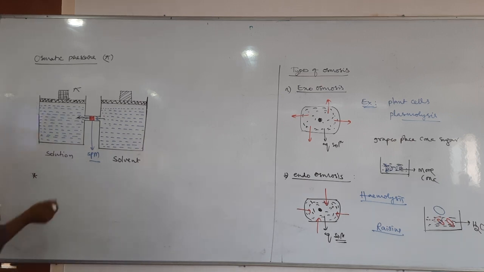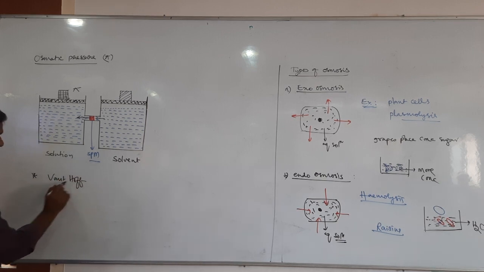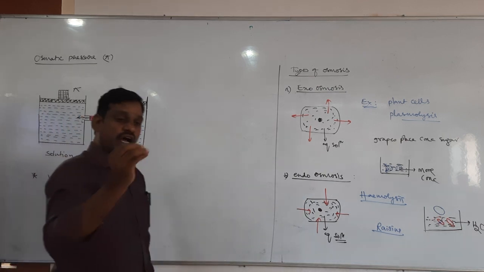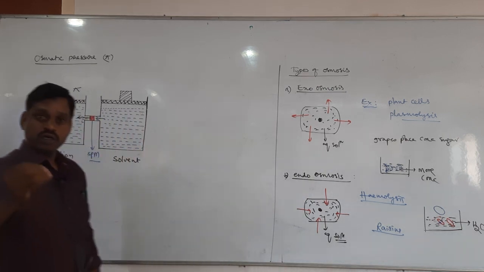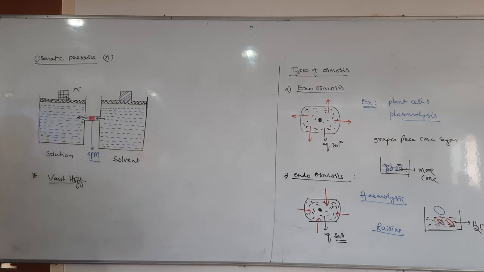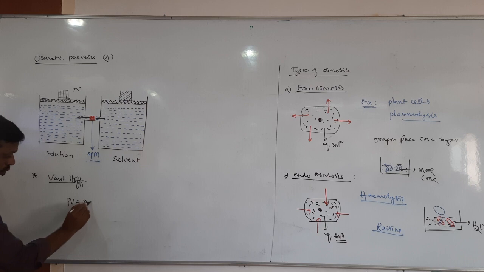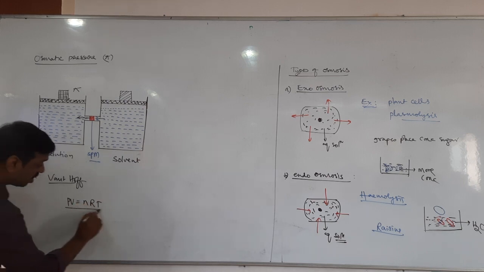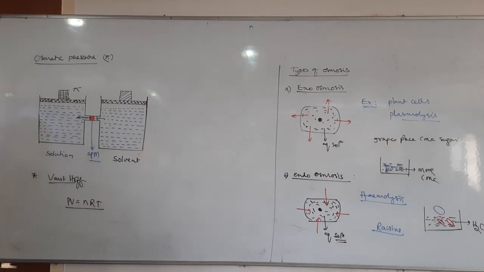So Van 't Hoff observed that all the dilute solutions behave like ideal gases. Therefore, the ideal gas equation can be applied. What is the ideal gas equation? PV equals nRT. It is the ideal gas equation. This ideal gas equation can be applied for dilute solutions.